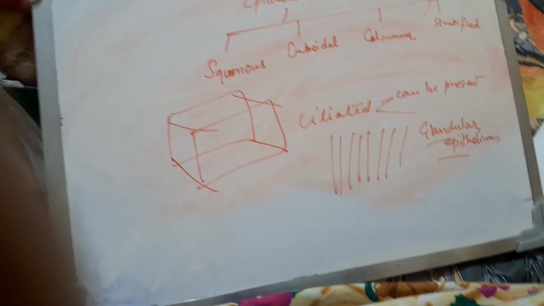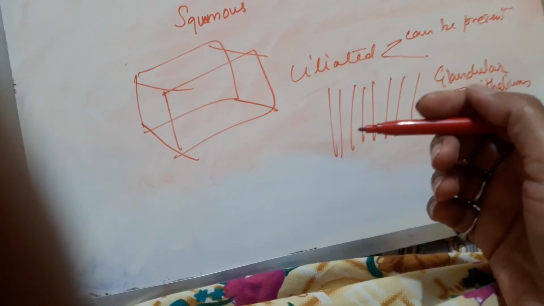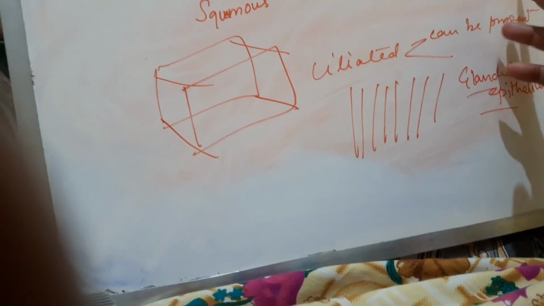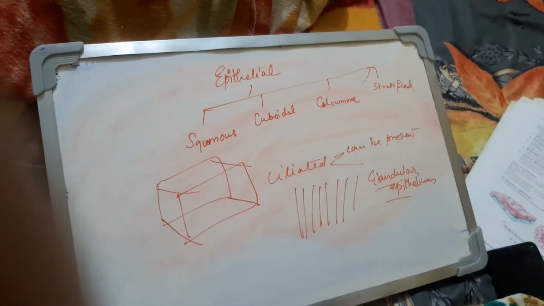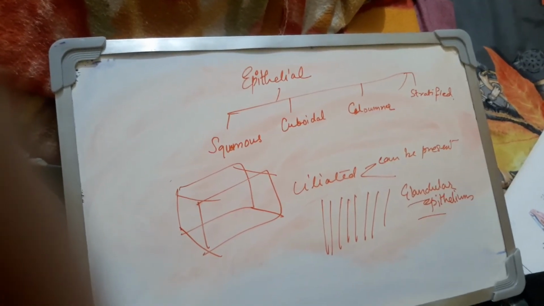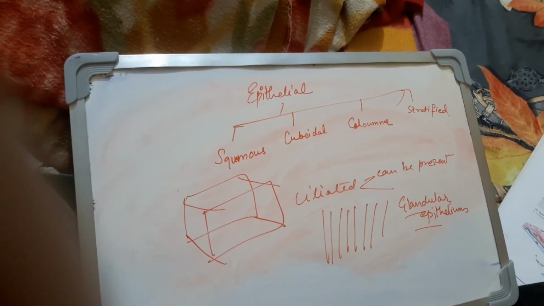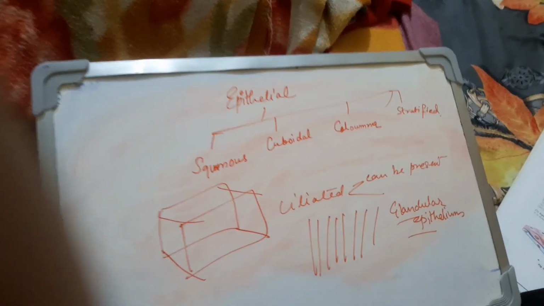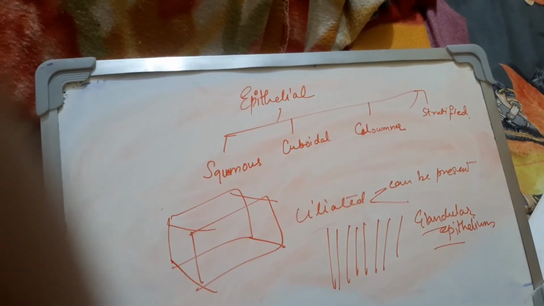Then we come to the stratified. Stratified means layers, strata. You have studied in geography, strata of the earth. So these are layered like in your skin. The cells are present in layers like in your skin. So they are called stratified epithelial tissue.